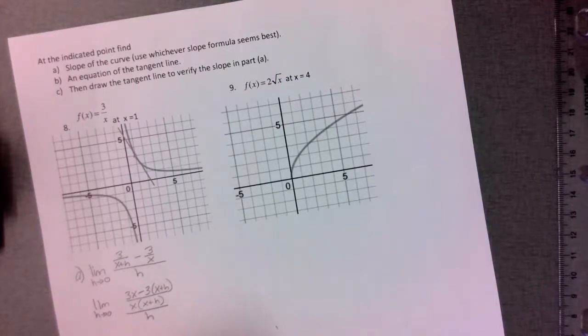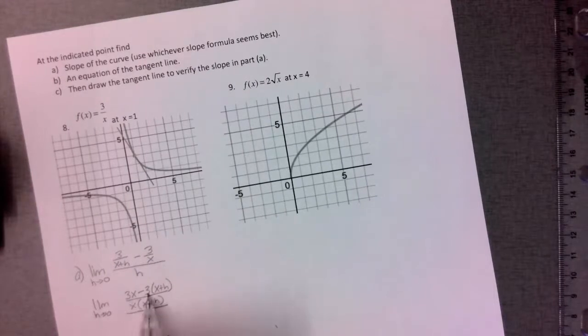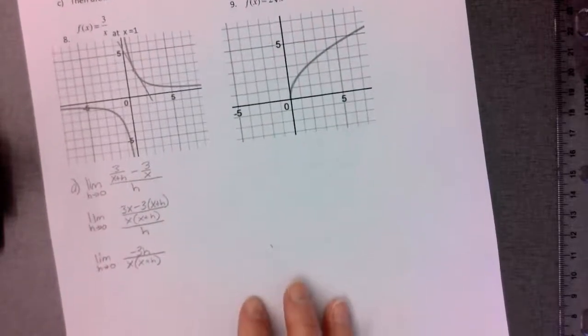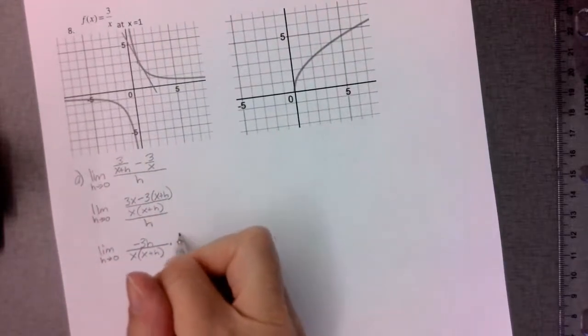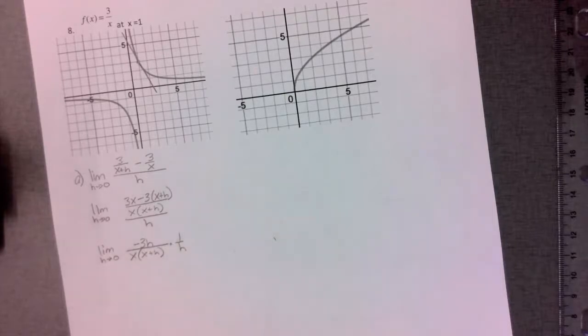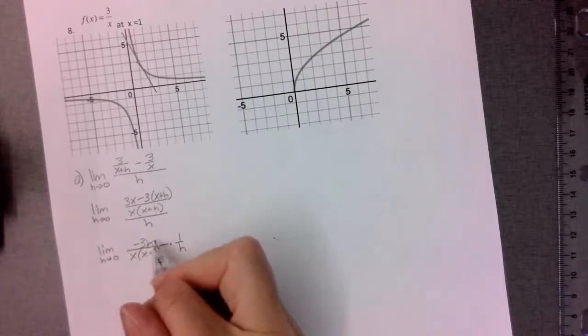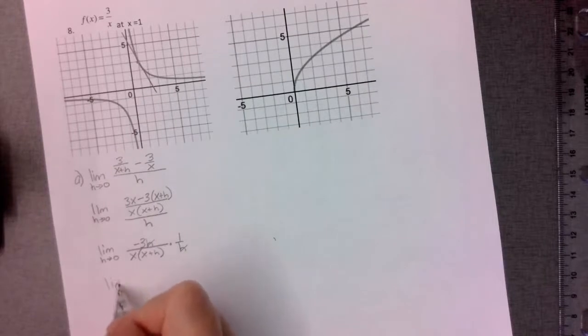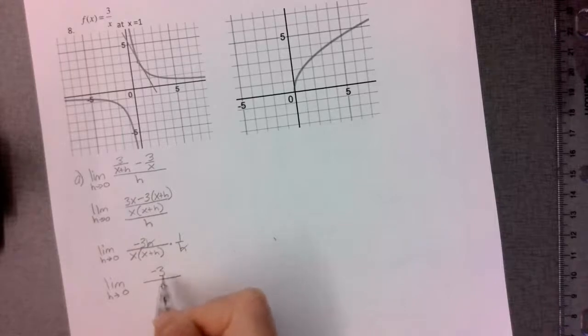Simplifying the numerator, 3x take away 3x cancels out. -3 times h, -3h, over x times x plus h. Dividing by h is like multiplying by the reciprocal, 1 over h. This h and this h now cancel, so I'm left with the limit as h goes to 0 of -3 over the quantity x times x plus h.